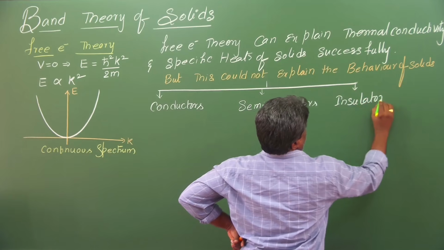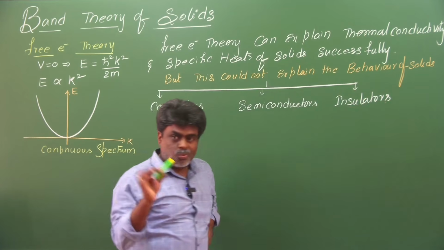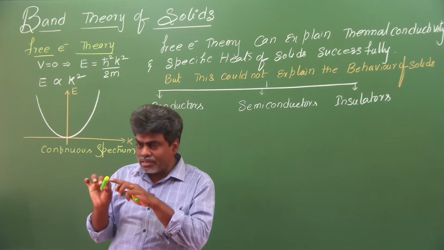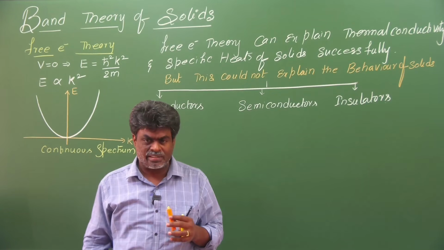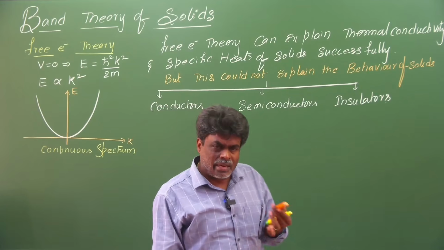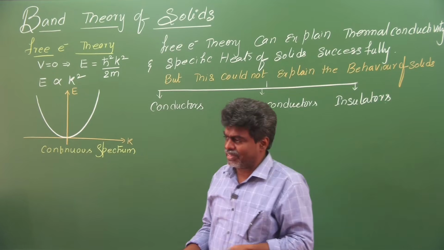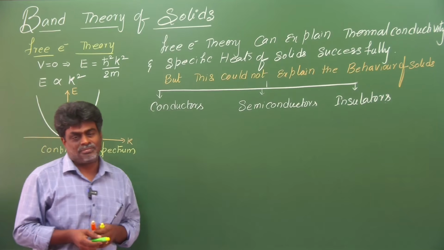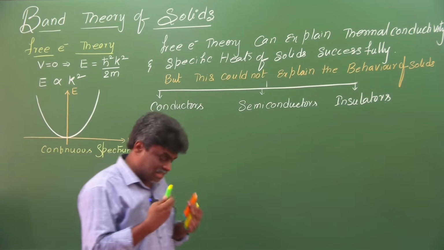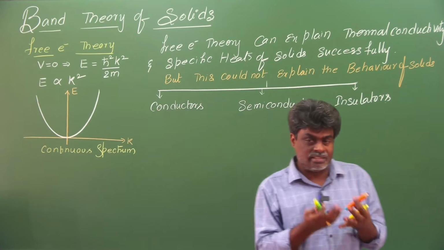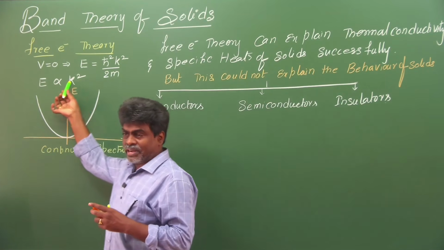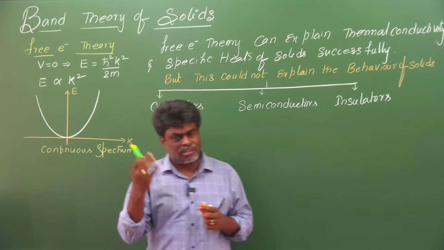So why this solid? Iron is a solid. This is also a solid. Why is this behaving like an insulator? Why is iron behaving like a conductor? What is the reason for that? But this was not explained by free electron theory. So then they started, what is the reason behind this? Then they thought that actually here we have treated the electron as completely free.